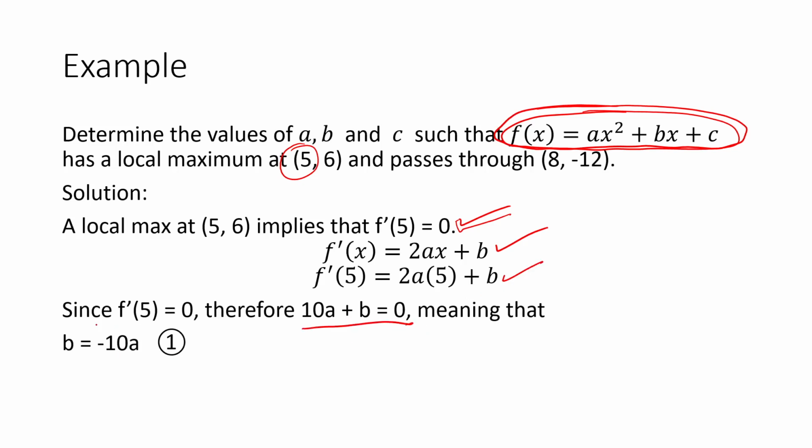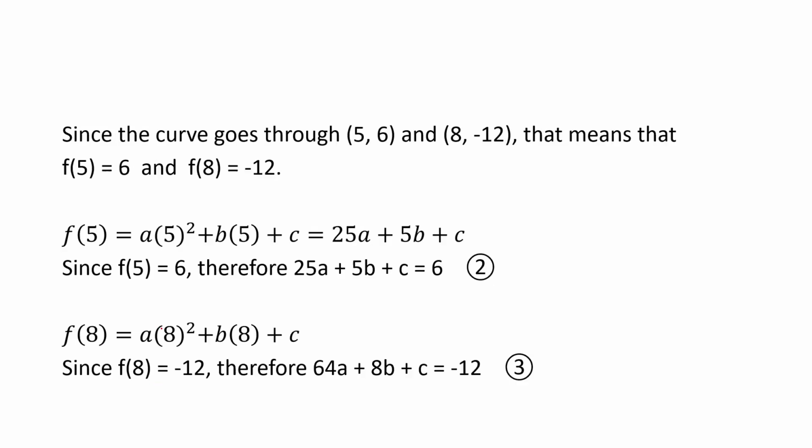Doing a pretty simple solving for b, I get b is equal to -10a. Well, I also know that the curve goes through (5, 6) and (8, -12). So that means f of 5 is 6 and f of 8 is -12.